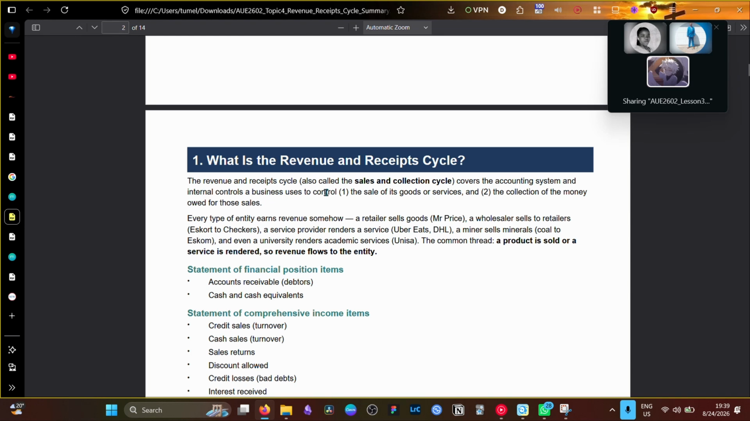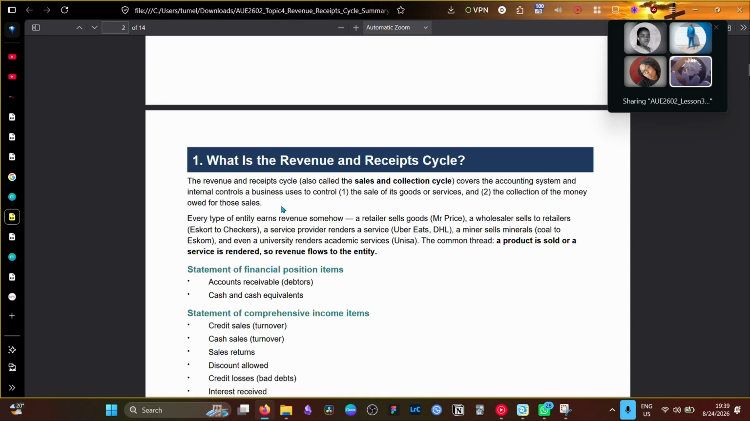The revenue and receipt cycle, also called the sales and collection cycle, covers the accounting system and internal controls a business uses to control: one, the sale of its goods; two, the collection of money owed for sales.